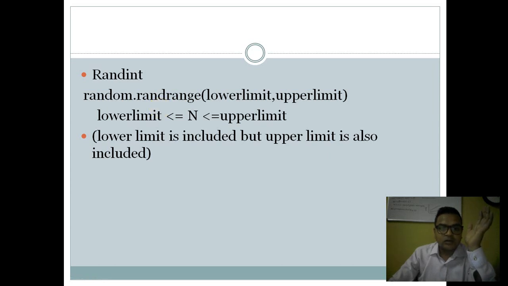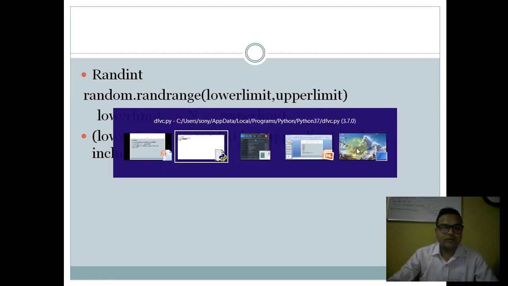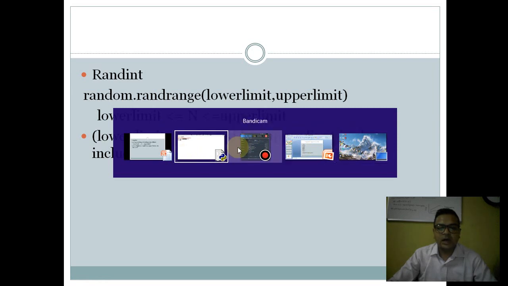Clear? So here we can say this is the correction regarding randint right now. The lower limit is included, and the upper limit is also included in this randint function. Clear? So now we'll have this one, then we will see how it is going to work.